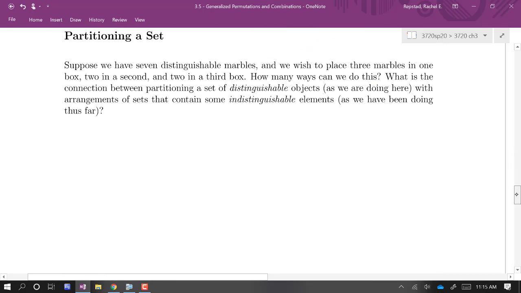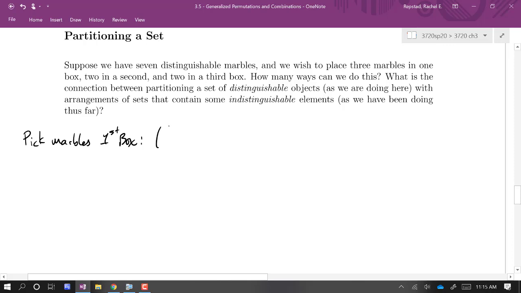Alright, moving on. We're going to talk about partitioning a set. So let's suppose we have 7 distinguishable marbles. So maybe all 7 marbles are different colors or have different patterns. And I want to place 3 marbles in one box, 2 in a second box, and 2 in a third box. So that accounts for all 7 marbles. We're basically partitioning the marbles in this fashion, and we want to know how many ways we can do this. So what we're thinking about doing in this problem is partitioning a set of distinguishable objects. So let's do that right now. Let's pick the marbles for the first box.